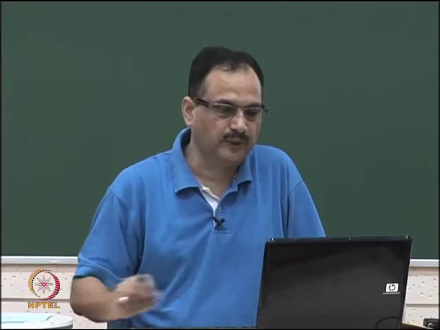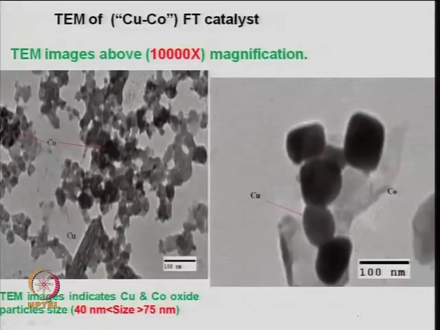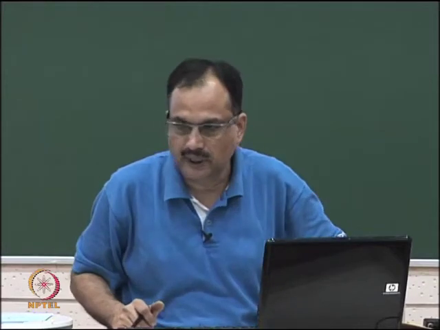This is another example where a copper cobalt catalyst has been used for the Fischer-Tropsch reaction. If you take a close-up picture at higher magnification, this is your copper particle, these are your cobalt particles. Copper has come in between the cobalt particles, and then one can interpret whether the dispersion is high or low.